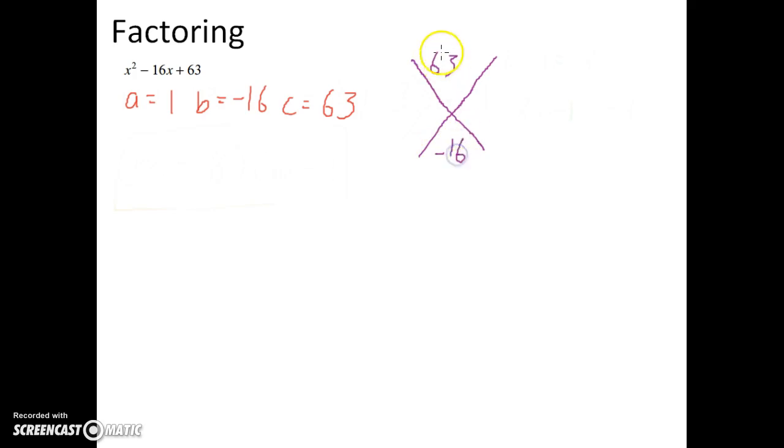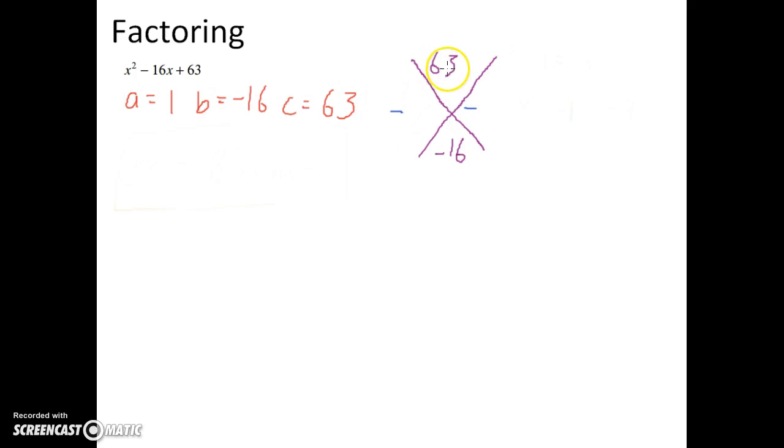And let's do one more example of that type. So a is 1, b is -16, and c is 63. After we get a, b, and c labeled, we're going to make our big X. C goes on top, b goes on the bottom. So two numbers that multiply to +63 add to -16. So again, they're going to both be negative.